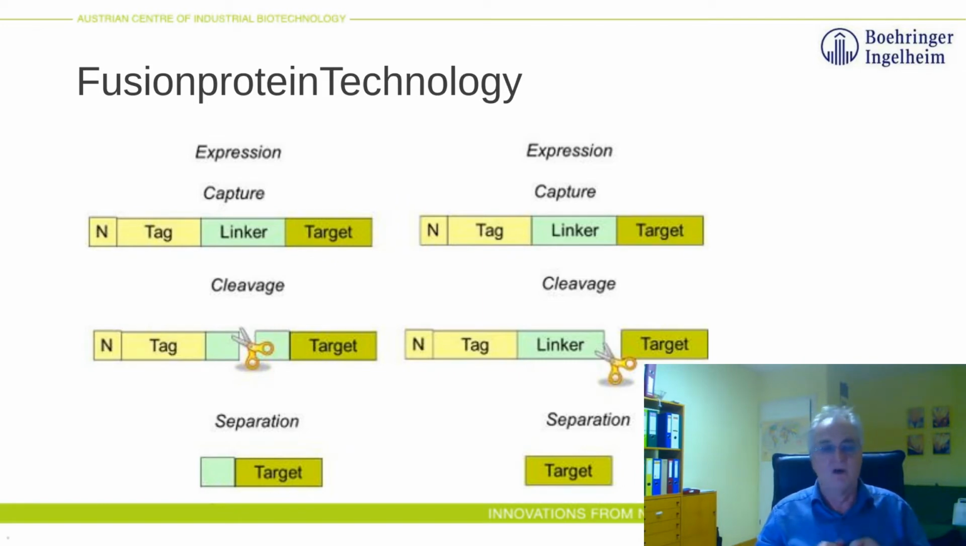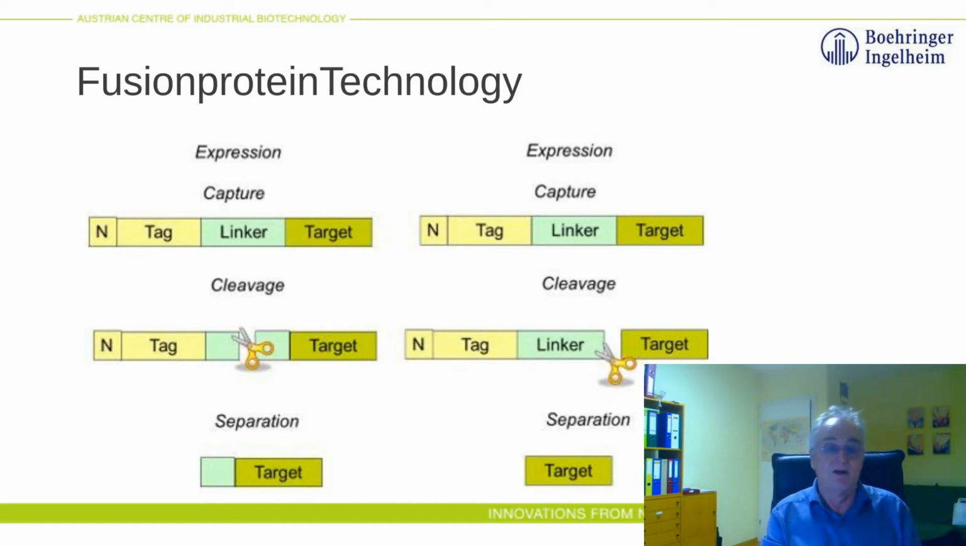Several groups over the past years, let's say decades, have tried to generate a generic expression system which relies on what you see on the right-hand side of this slide, where the protein is also tagged with a linker, but then the linker with the tag is cleaved off in a way that an authentic N-terminus is generated.